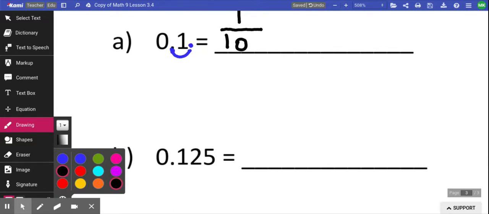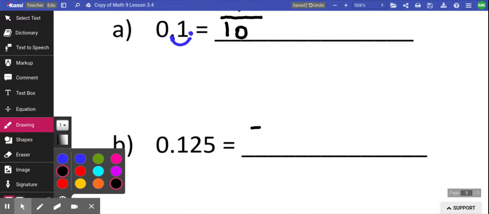So I want to convert this to a fraction, so I make it a fraction. I want to move that decimal until it's all the way to the right. So I need to move it 1, 2, 3 times. Because I moved it 3 times, I need to have 3 zeros on the bottom. So I would be dividing by 1,000. On the top would now be the number 125.